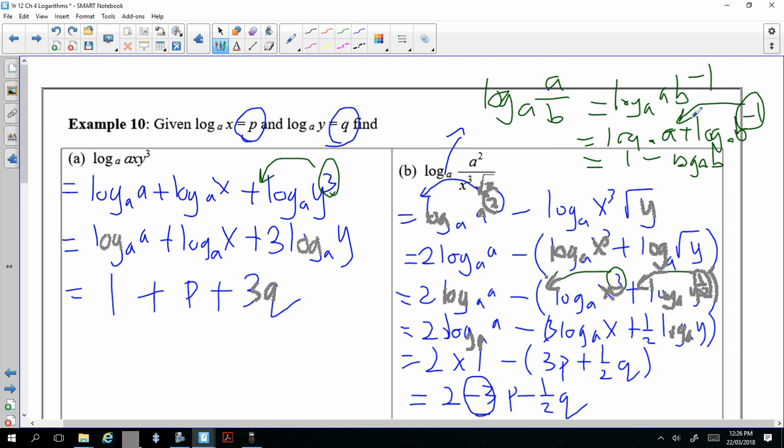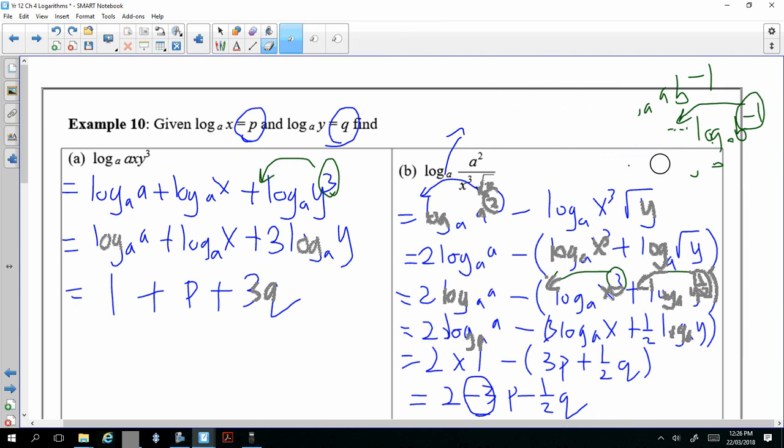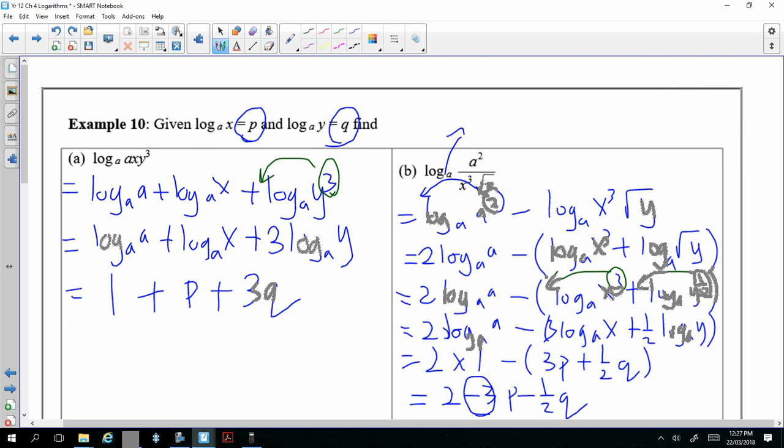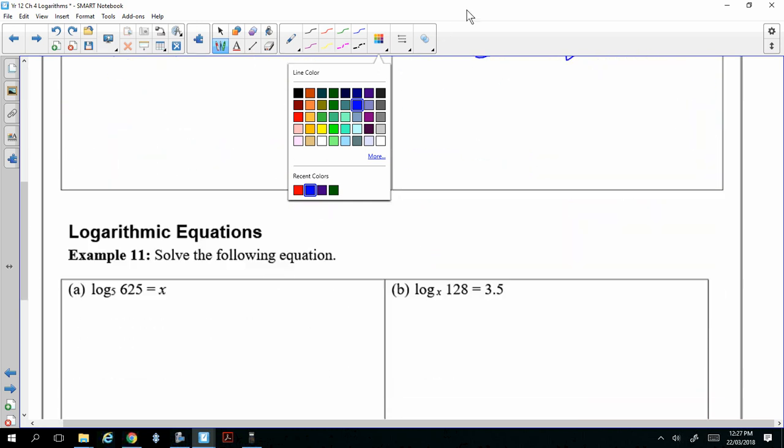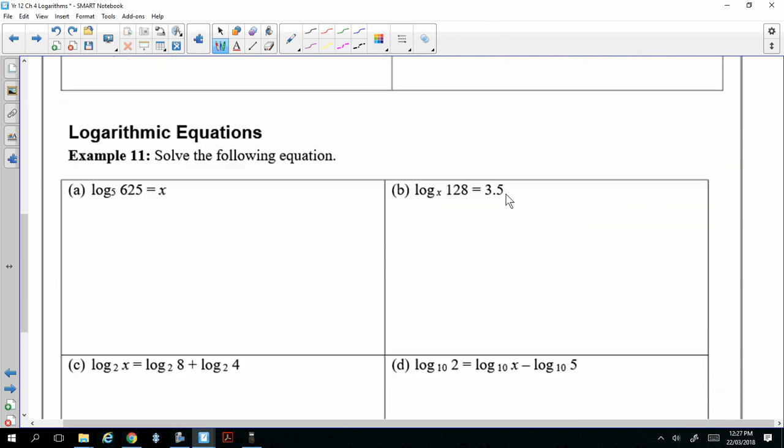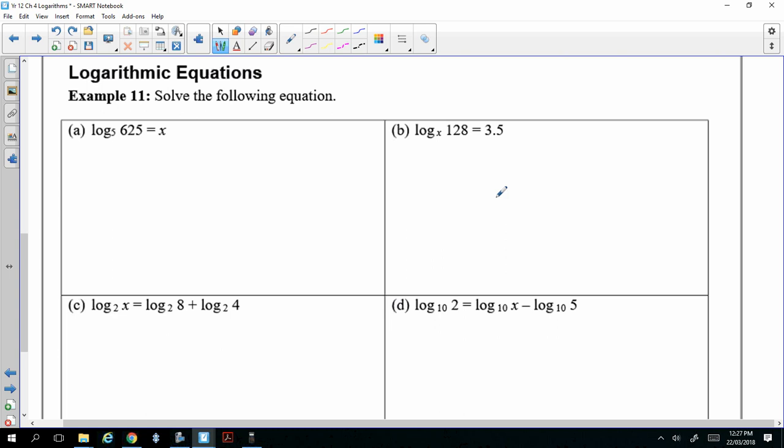Okay, let's do the next section, log equations. Now, log equations is actually quite easy. How do you solve log equations? Just turn it into index form. We all know how to turn it into index form. Let's go through it. If you write in index form, you write 5 to the power x equals 625. That looks more familiar, isn't it?